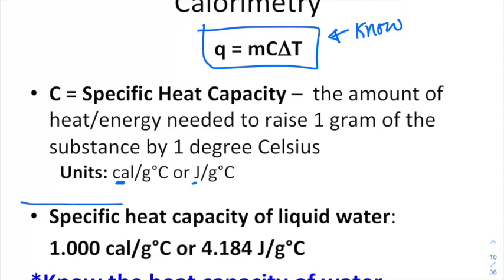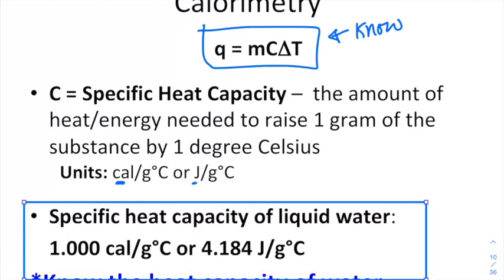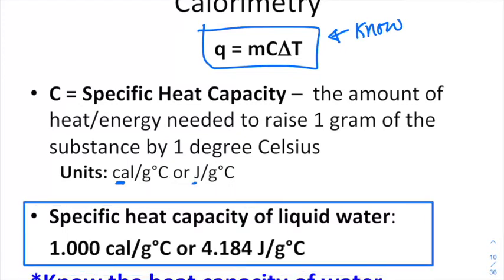I do want you to know the specific heat capacity for liquid water, and that is 1 calorie per gram times degree Celsius, or 4.184 joules per gram times degree Celsius. So I do want you to know this right here. All right, so questions on anything here?